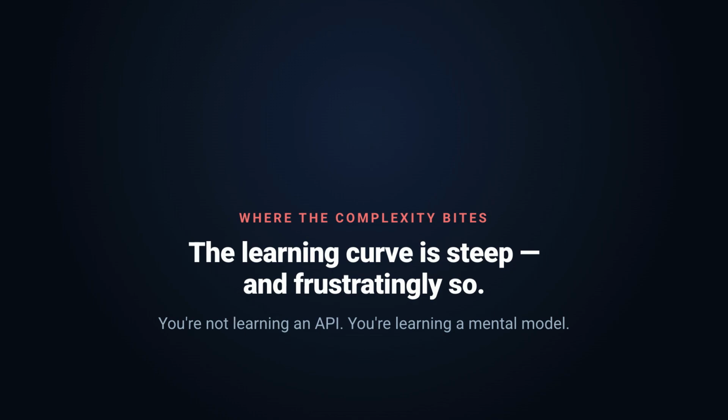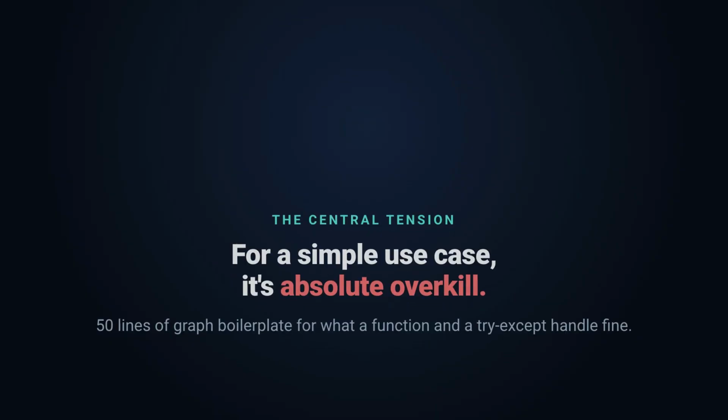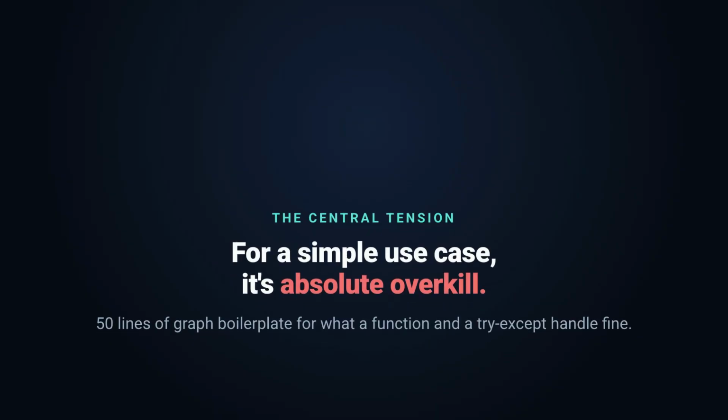And that's the central tension of this whole question. For a simple use case, a single prompt, one tool call, a straightforward retrieval-augmented response, LangGraph is absolutely overkill. You'd be writing 50 lines of graph boilerplate to do what a basic function and a try-except block handle fine. Reaching for it there isn't engineering discipline. It's resume-driven development. The complexity only pays off when your problem is genuinely complex. Branching logic, multiple agents coordinating, long-running tasks, or workflows where you need to pause for human input and pick back up later.